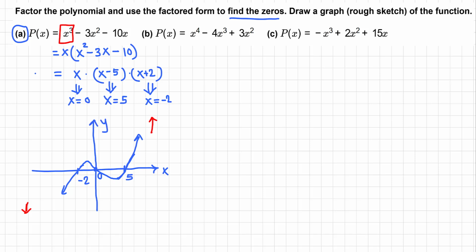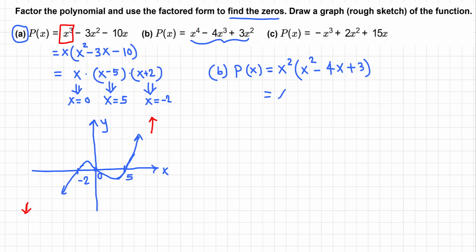Okay, that's part A. Let's do part B. So let me write here. So this polynomial, from these 3 terms, we can factor x squared out first. That leaves x squared minus 4x plus 3. Let's factor further.